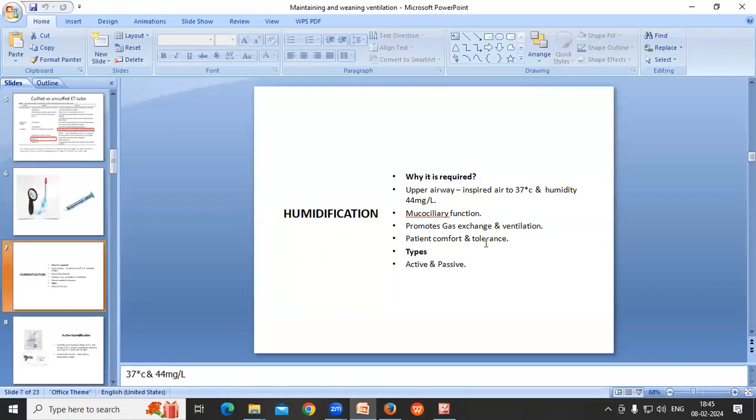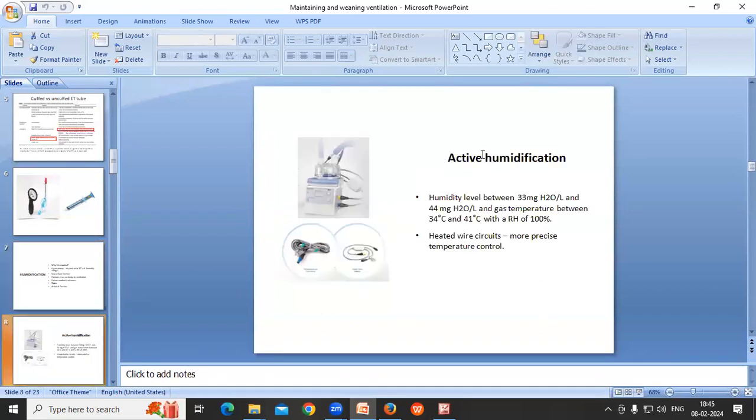The two types of humidification are active humidification and passive humidification. This is active humidification by temperature coils. And this is the chamber which will heat the water here. This water will be moving through the circuit, and you have temperature sensors here. They will detect the temperature nearest to the patient, and it will tell how much to be heated. And they can adjust the humidity as well.